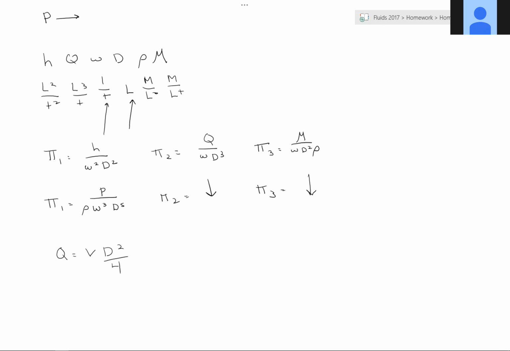So how did I get the two sets of pi groups? I went through what we always do, which is find the three repeating variables. I just skipped that step because I figured you're going to have enough practice in problems 1 through 3. So I just skipped a step. Does that make sense?